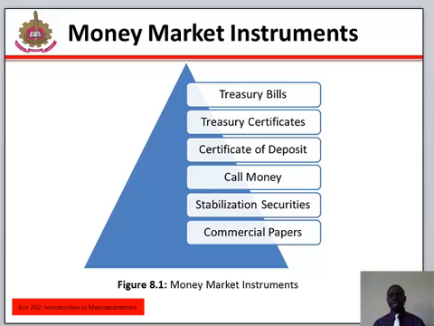It is an interbank arrangement whereby banks in need of immediate cash can borrow from a participating bank on an overnight basis on the condition that the funds borrowed are repayable on demand. The next one is stabilization security.